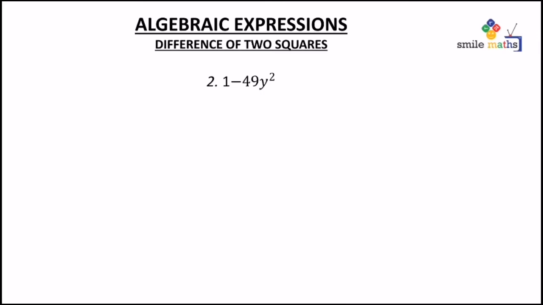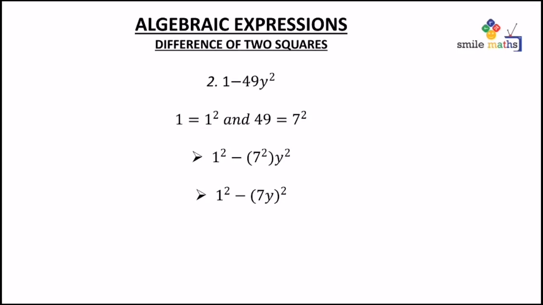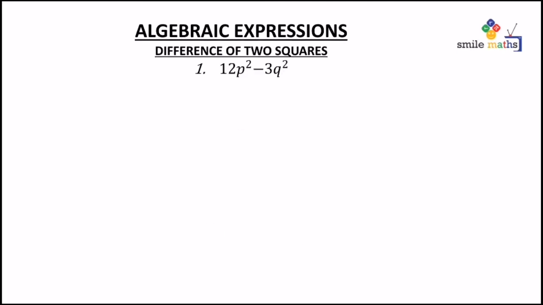We have another example here, 1 minus 49y squared. Now 1 can be written as 1 squared, and 49 can also be written as 7 squared. So this is going to give us 1 squared minus 7 squared y squared. Combining the other term, we have 1 squared minus 7y all squared, and when we expand, this gives us 1 minus 7y multiplied by 1 plus 7y.